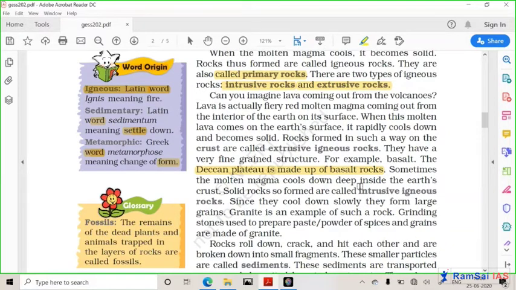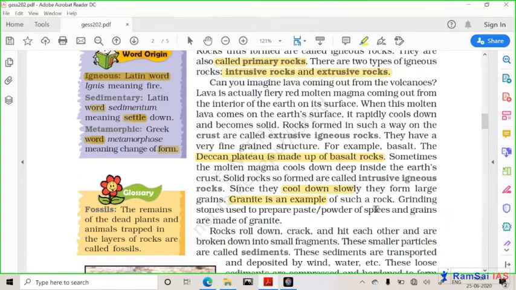So here, when molten magma cools down inside the earth, then granite will form. The Deccan Plateau is made up of basalt, so we can call it an example of an extrusive type of rock. Granite cools down deep inside the crust. So cooling is very slow, and they form very large grains. So granite is an example of an intrusive type of rock.